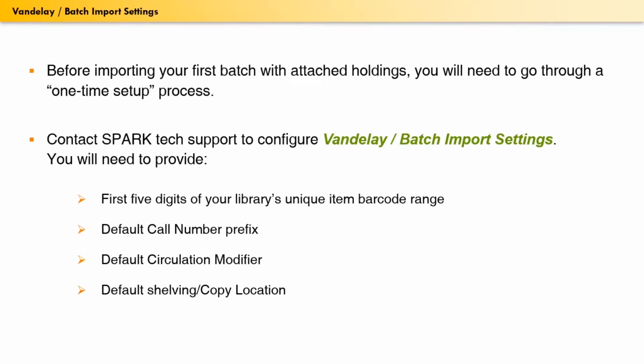What that phrase means, basically, is it's a behind-the-scenes Evergreen setting that will auto-complete many of the required item attribute settings. When you contact tech support, you will need to provide them with the first 5 unique digits that all item barcodes from your Spark location begin with, a default call number prefix, a default circulation modifier, such as book, and a default shelving location. If you have questions about any of these, again, just check in with Spark Tech Support and they can explain.